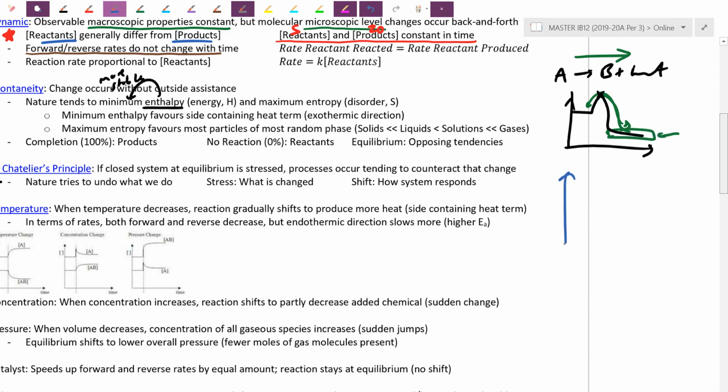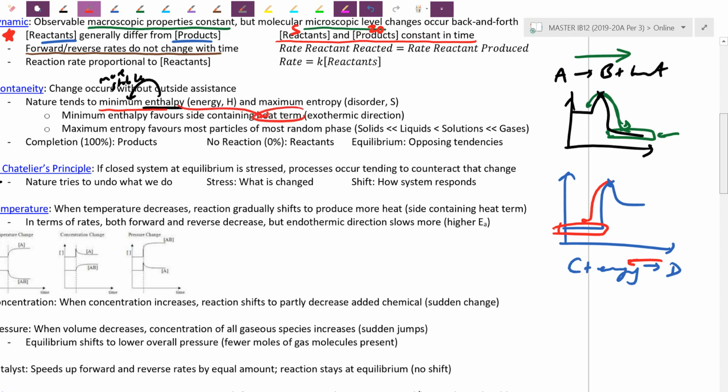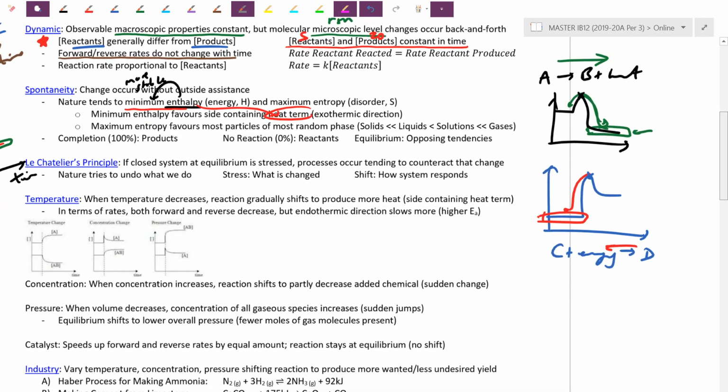Similarly, if I had an endothermic reaction, let's say C plus energy becomes D. If I were the transition state, I would prefer to point towards the heat term because that's the exothermic direction. That state there will be lower energy. So nature does tend towards minimum enthalpy. It'll point towards the side with the heat term. There's nothing fancy about that. It just coincidentally happens that way.